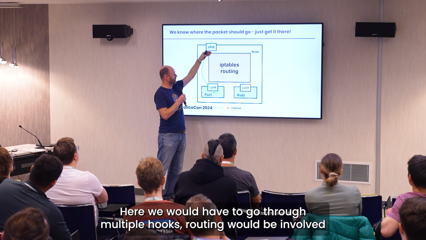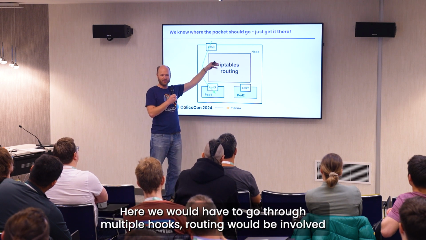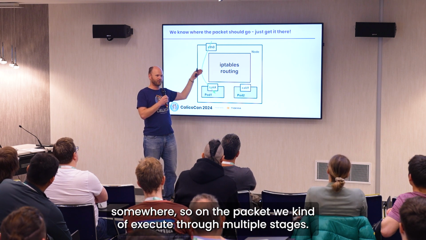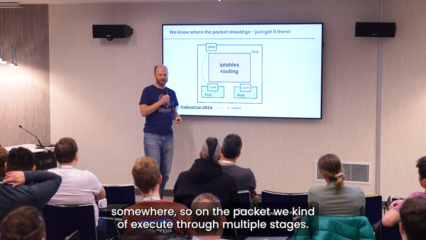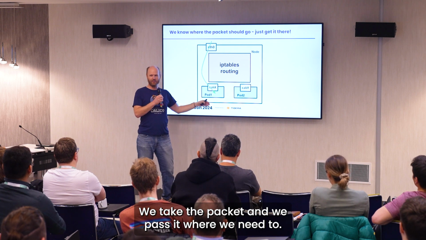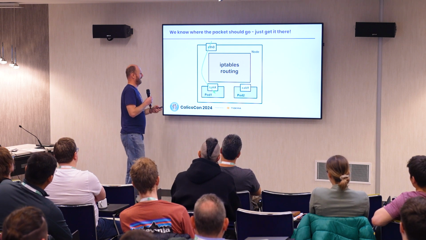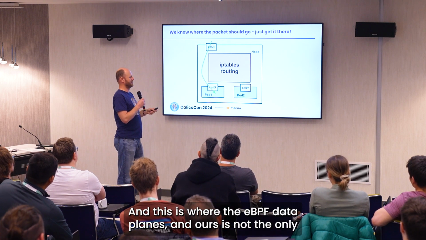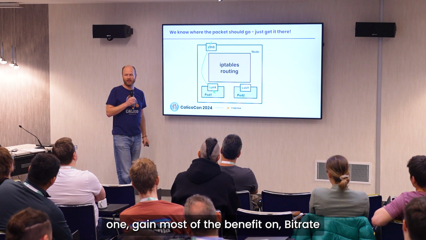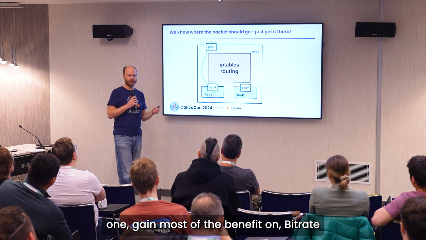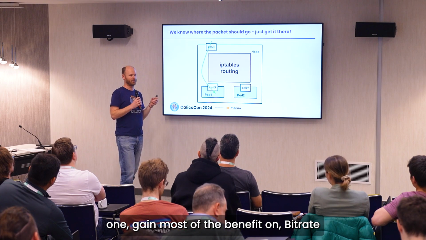Here we would have to go through multiple hooks, routing would be involved somewhere, and so on. The packet would kind of execute through multiple stages. We take the packet and we pass it where we need to. And this is where the eBPF data planes, and ours is not the only one, gain most of the benefit on bitrate.